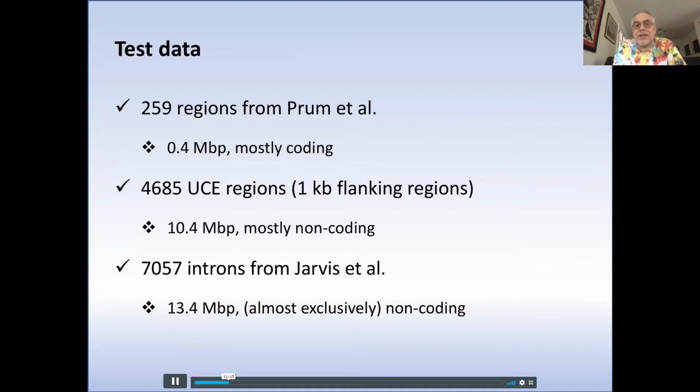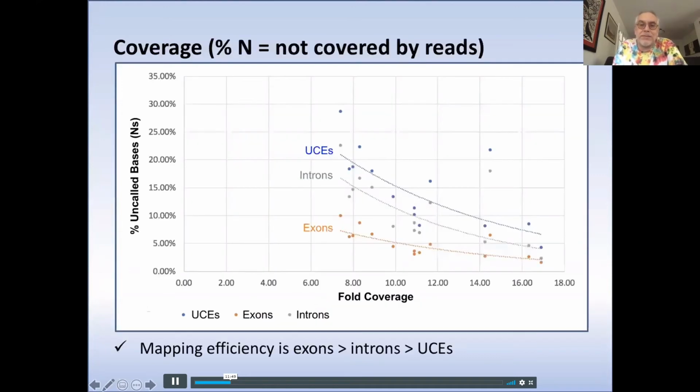So as our test data sets, we used the 259 regions from the Prum et al. data set, mostly coding, about 4,600, almost 4,700 UCE regions. Here we use very large flanks, 1 kilobase out from the conserved region. This is more than 10 million bases. And then finally, about 7,000 introns. So again, more than 10 million bases.